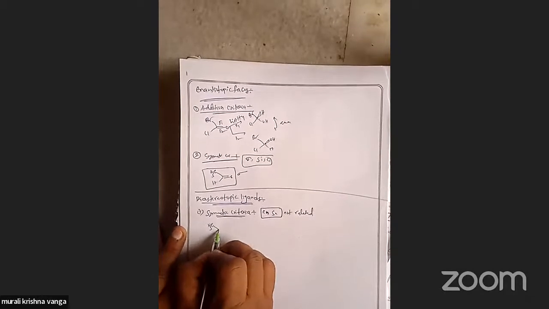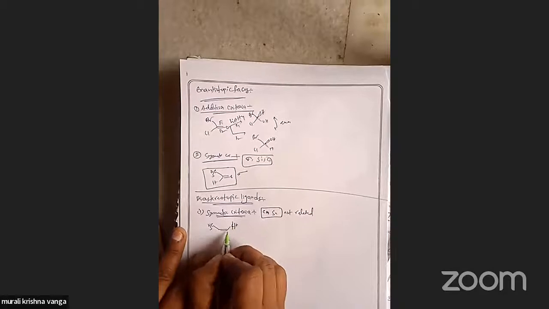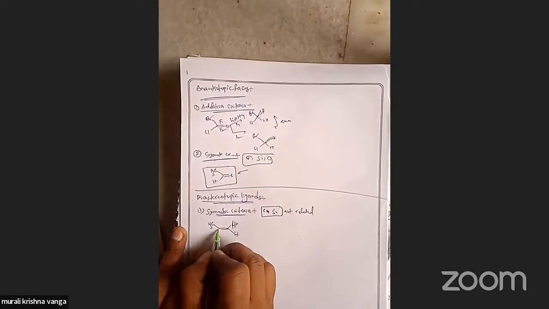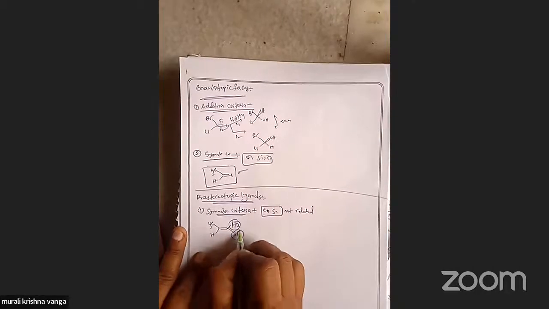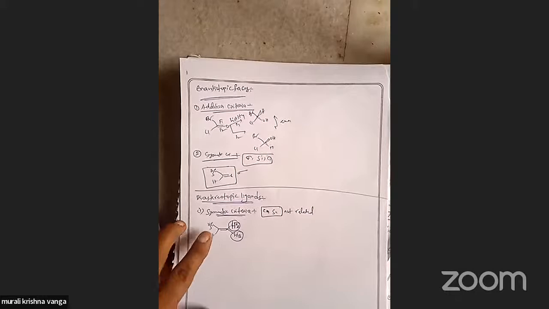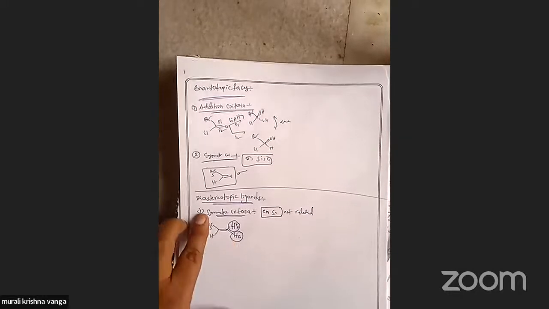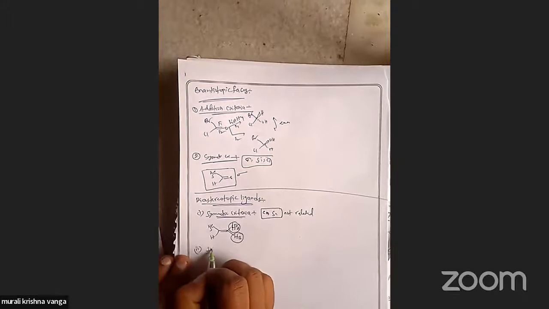I have taken here H and H, here H, HA, HB. These two are not related by any Cn and Sn symmetry. Therefore, these two hydrogens are diastereotopic hydrogens. And next one is substitution criteria.